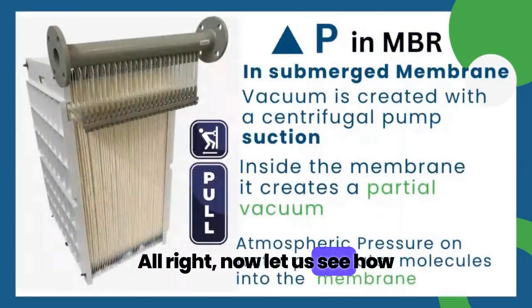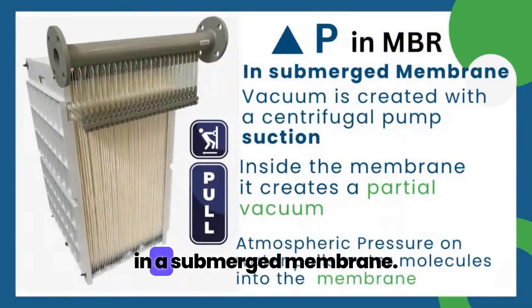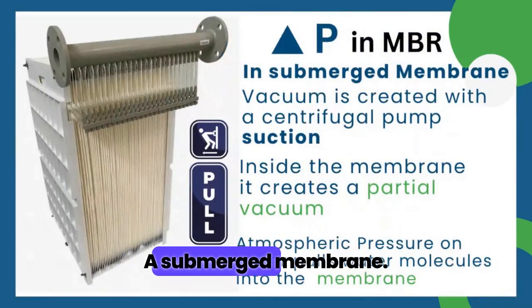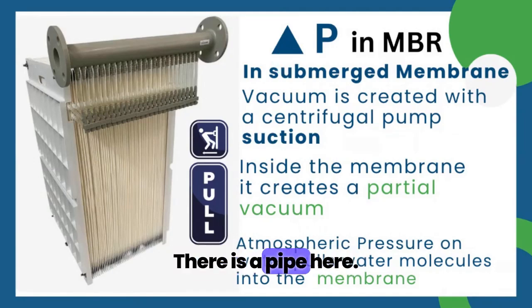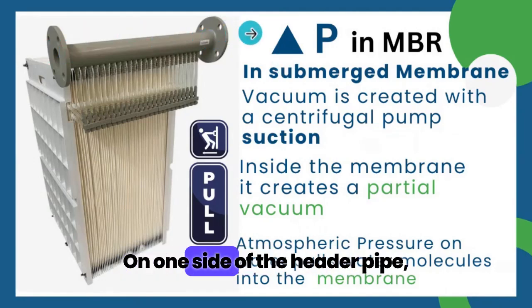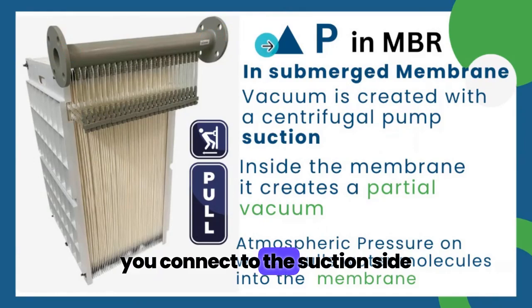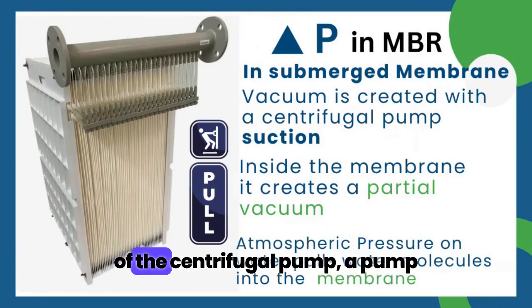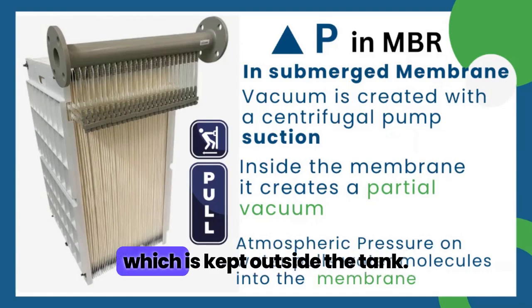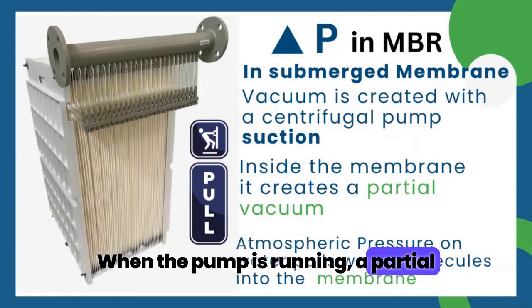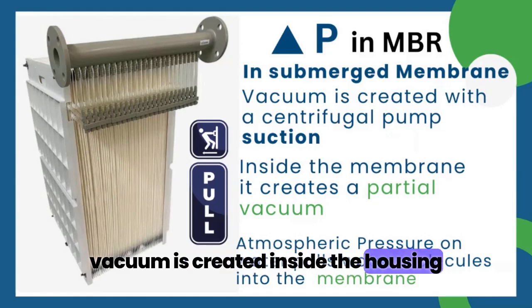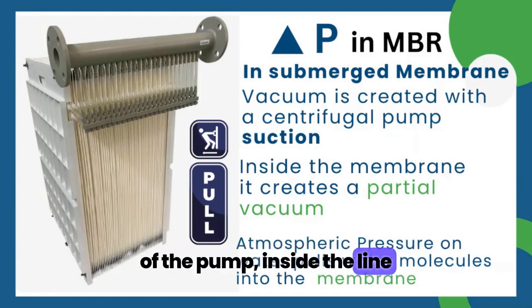Now, let us see how the pressure difference is created in a submerged membrane. A submerged membrane, or a MBR as we are calling it. The MBR, you are seeing this, there is a pipe here, this is a header pipe. On one side of the header pipe, you connect to the suction side of the centrifugal pump. A pump which is kept outside the tank, you connect it there. When the pump is running, a partial vacuum is created inside the housing of the pump, inside the line.